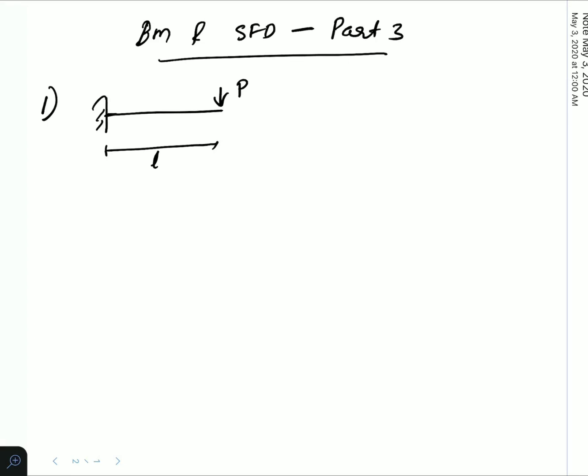It is fixed here, so there cannot be any rotation here. Because of this point load, it will bend like this. So this is the elastic curve. We have already discussed the elastic curve.